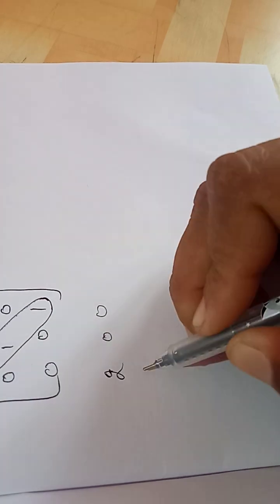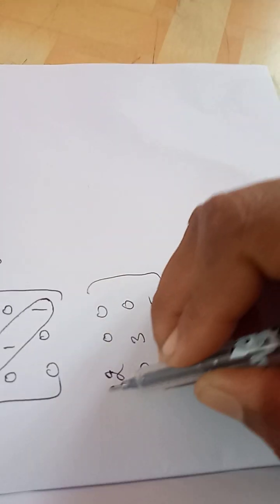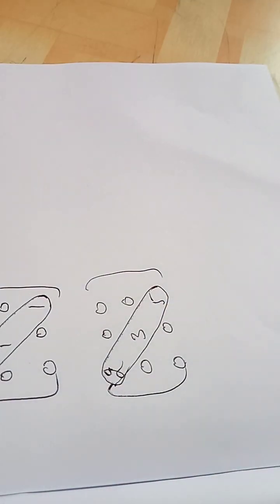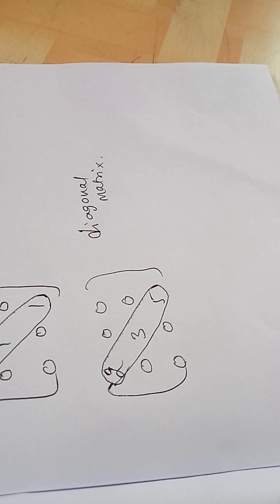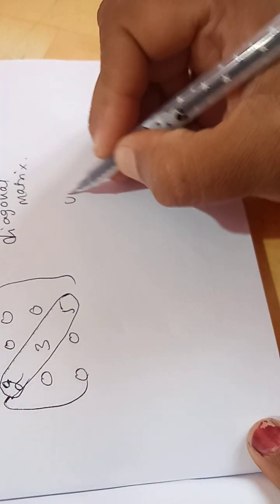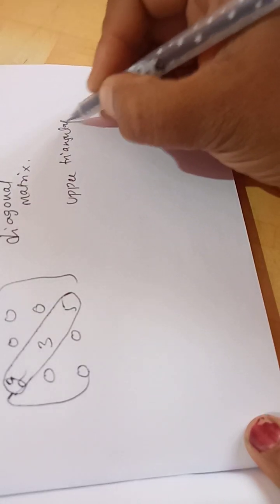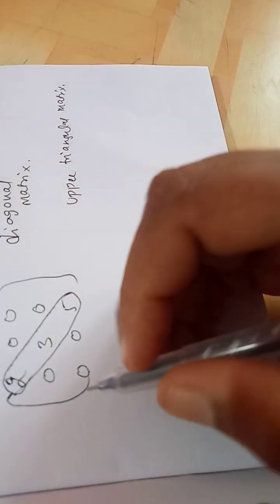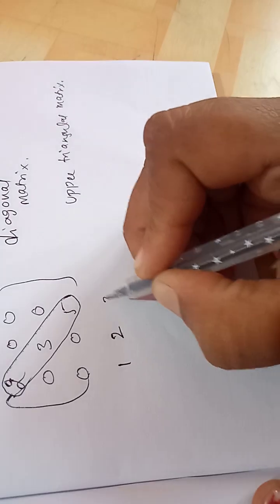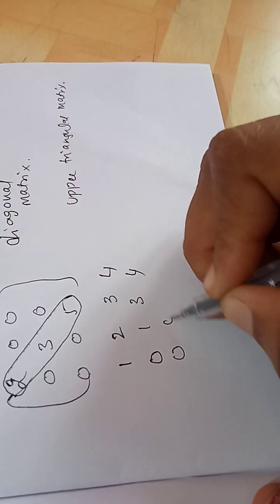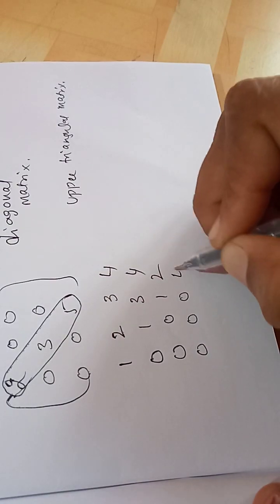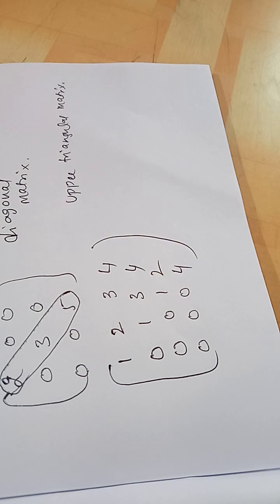Now, if the diagonal elements are non-zero, as in the example I am taking, all others are 0 and diagonal elements are non-zero, then we call it a diagonal matrix. Now let us see the upper triangular matrix. Here the elements will be non-zero on the upper side, and as we go to the lower side, in such a way I am writing an example, they become zeros. Then we call it an upper triangular matrix.